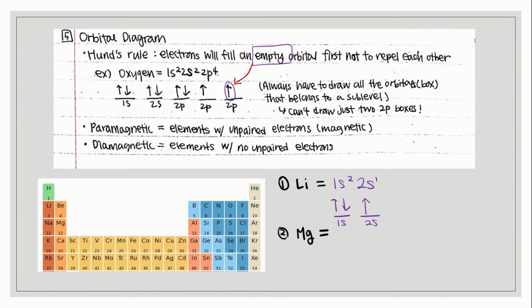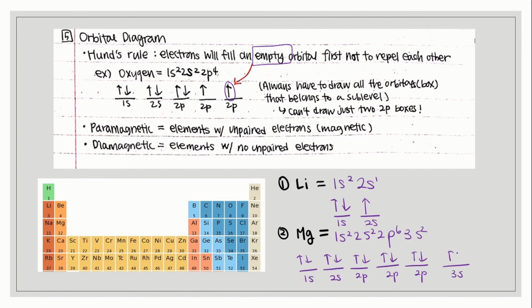And magnesium, its electron configuration is 1s2, 2s2, 2p6, and 3s2. And its orbital diagram would look like this: 1s, 2s, 2p, 2p, 2p, and then 3s. You would need to fill in the orbitals all fully because each orbital contains 2 electrons in this case.